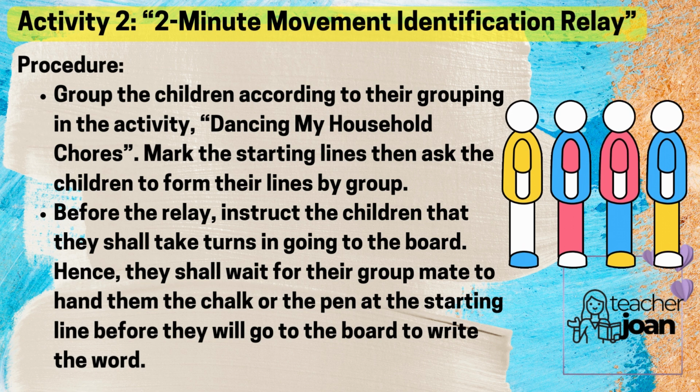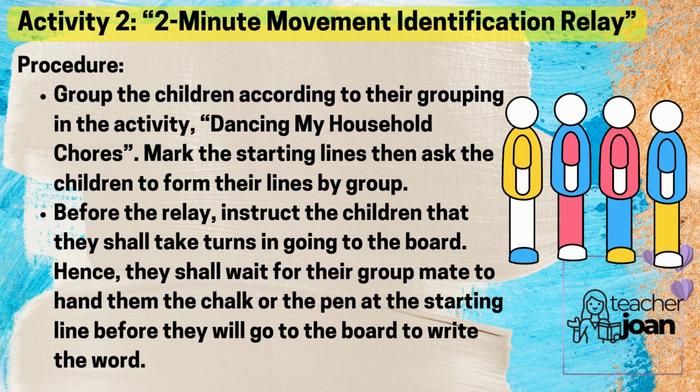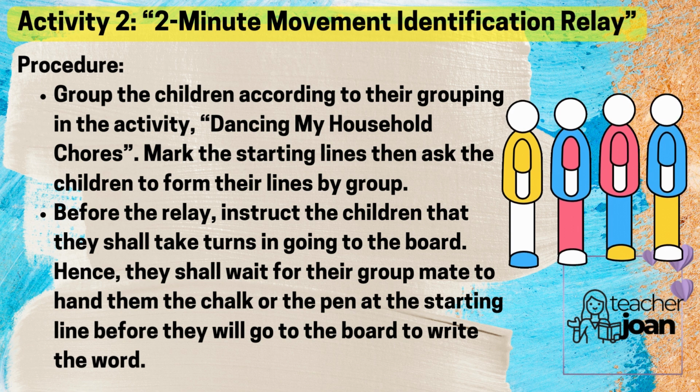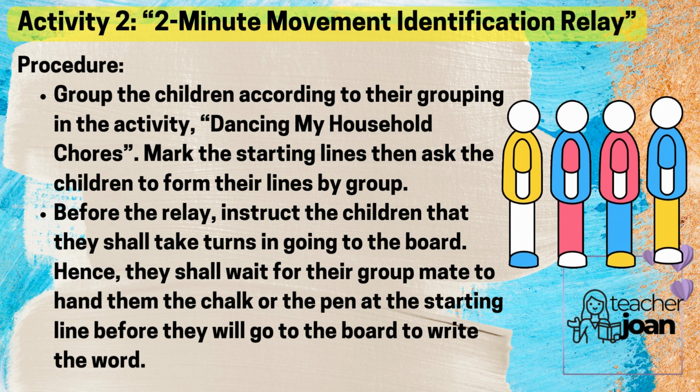Activity 2, 2-minute movement identification relay. Procedure. Group the children according to their grouping in the activity Dancing My Household Chores. Mark the starting lines, then ask the children to form their lines by group. Before the relay, instruct the children that they shall take turns in going to the board. Hence, they shall wait for the group mate to hand them the chalk or the pen at the starting line before they will go to the board to write the word.